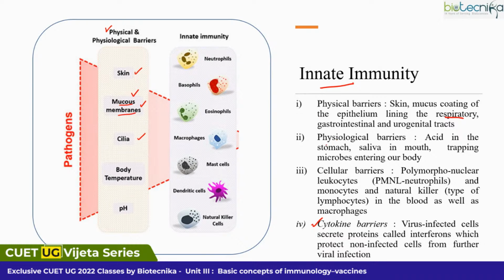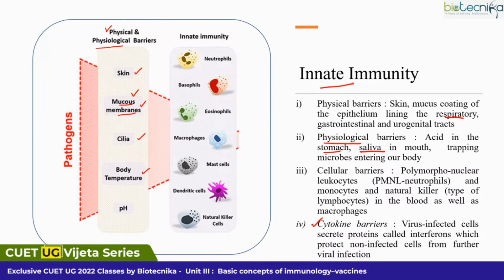Then what are physiological barriers? Physiological barriers include the pH of our body, which is such that many pathogens cannot thrive in it. Like the acid in the stomach, which is acidic in nature, right? There is HCl production in the stomach, so many pathogens cannot grow there. Then the saliva has a particular pH where many pathogens cannot survive. So this comes under your physiological barriers.